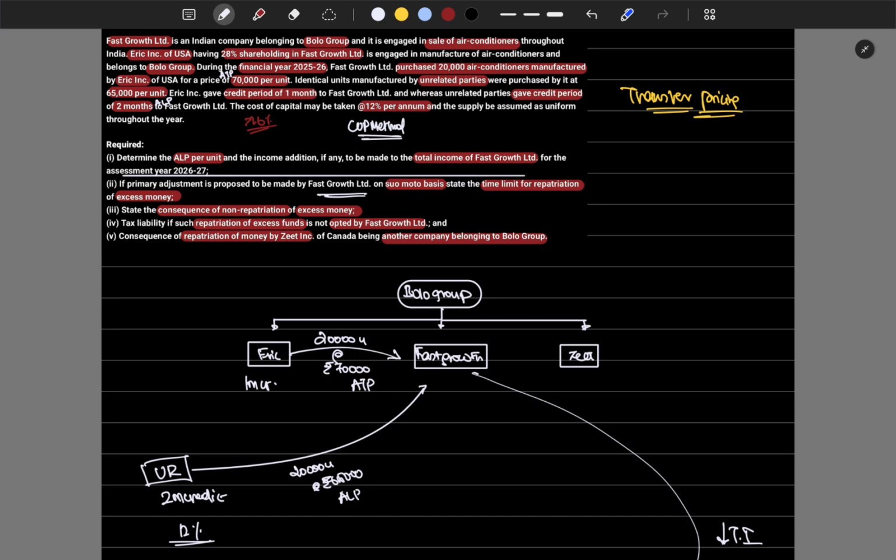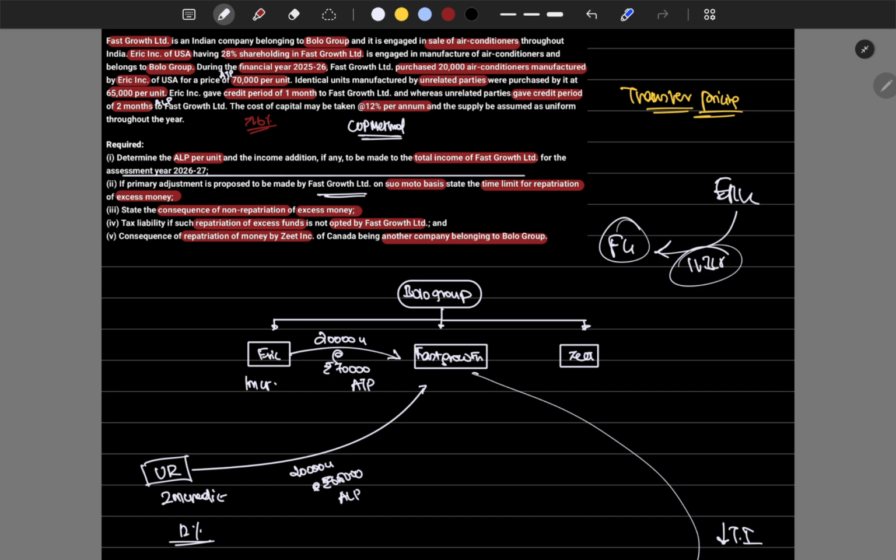Okay, what I'm saying is, the primary adjustment we have done. We have added 11.3 crore into our books as profit. We have paid tax of 30% or so, but the 11.3 crore is not in our hands. This is still with Eric Limited only. It has to be repatriated to Fast Growth. Because we have shown this as income in the books, this cash should be reversed back from Eric.